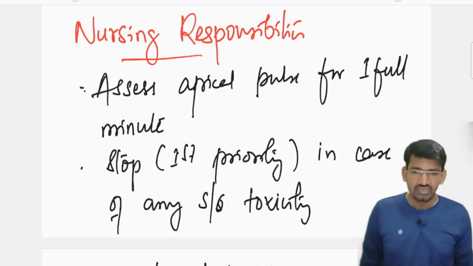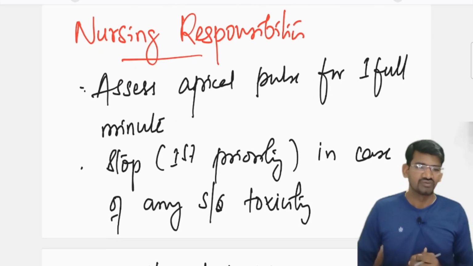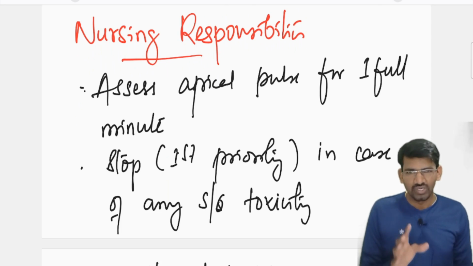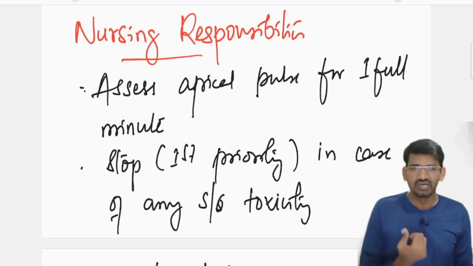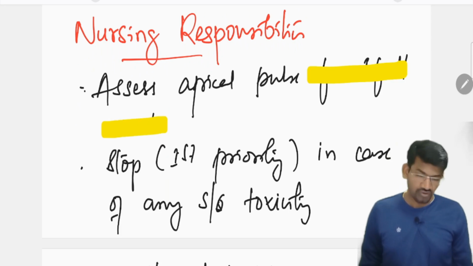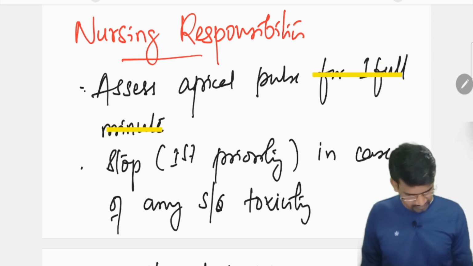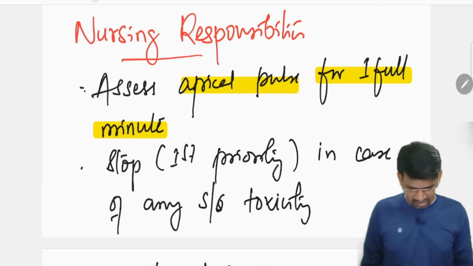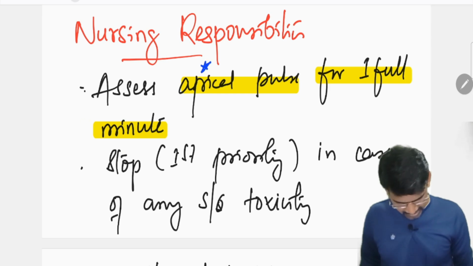Then coming to the nursing responsibilities, what is our role? First thing is, as I told, this is a cardiac drug, and it will lead to bradycardia in the patient. So always remember, we should check the apical pulse rate for 1 full minute. One full minute apical pulse, not the radial and all. We should always check the apical pulse, very important.